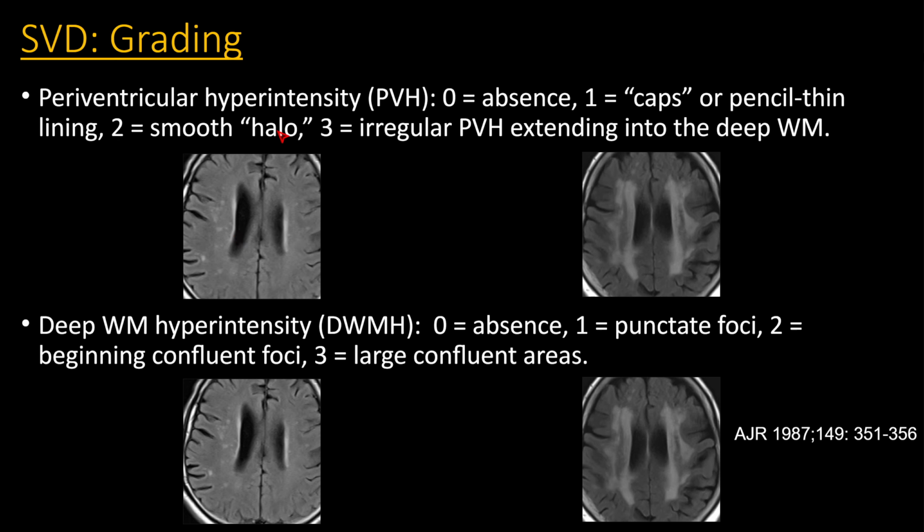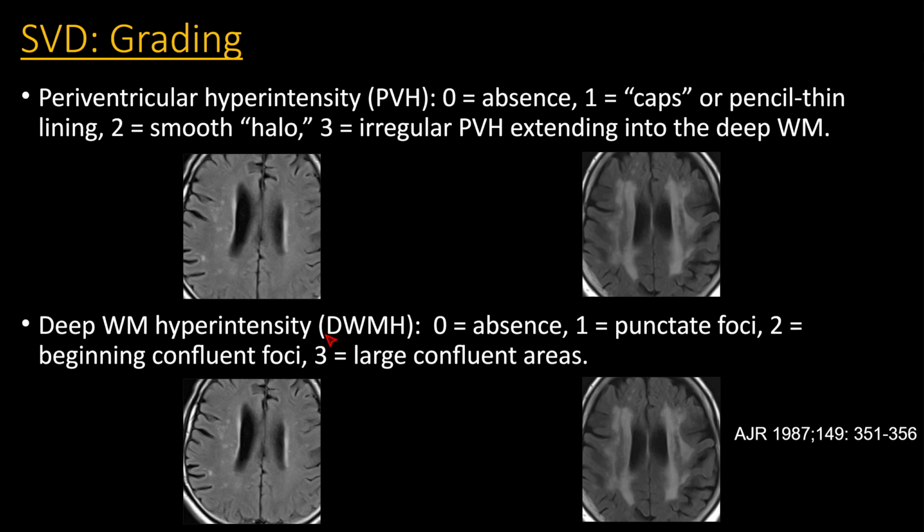Two would be like a smooth halo. Maybe this one's a halo for periventricular hyperintensity. And then three being irregular periventricular hyperintensity that extends to the deep white matter. So for instance, this hyperintensity on this other patient, you can see this periventricular, but it's very irregular, and this does extend to the deep white matter. So this would be a 3 as far as the periventricular hyperintensity goes.